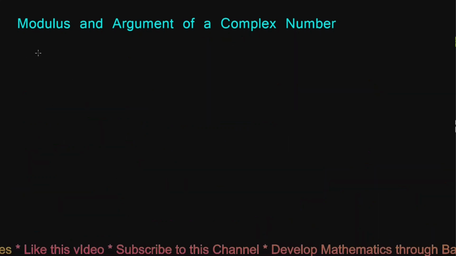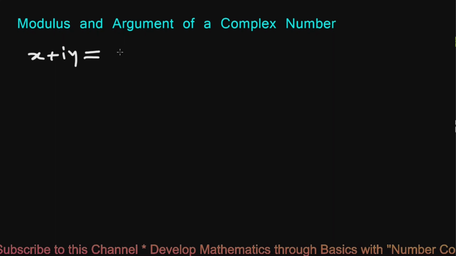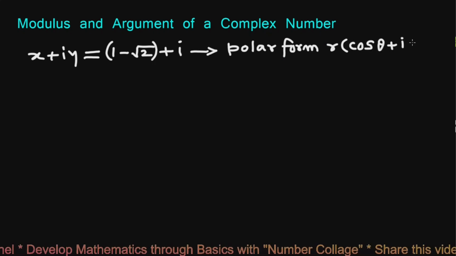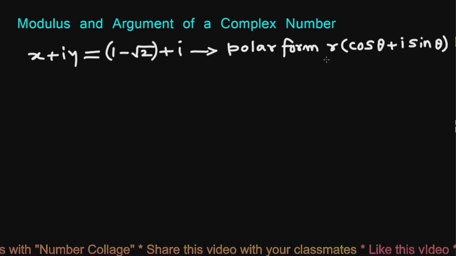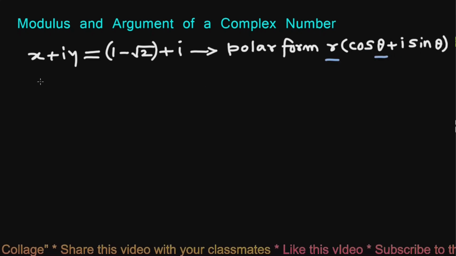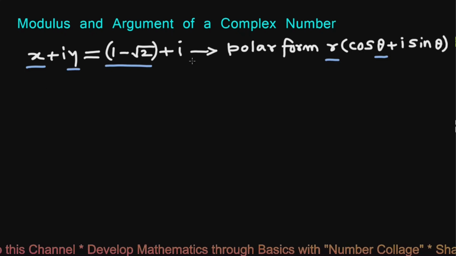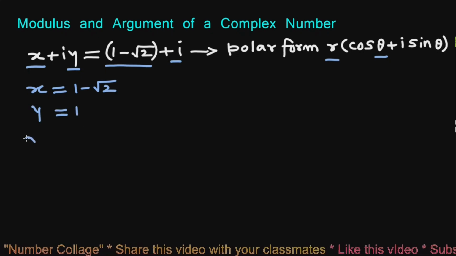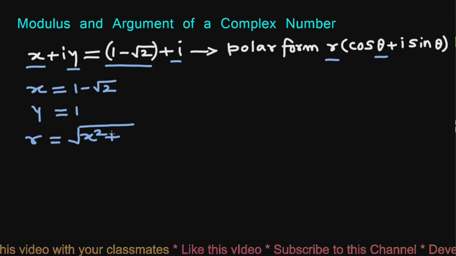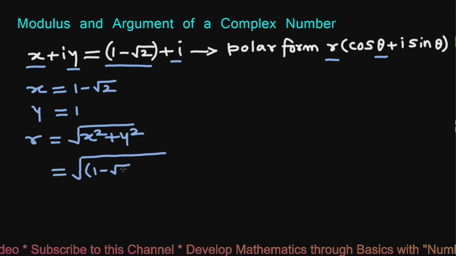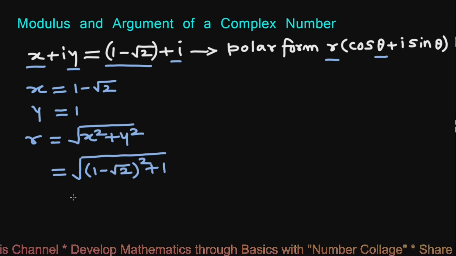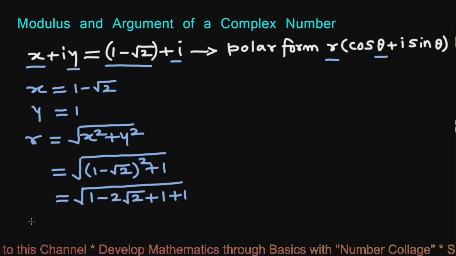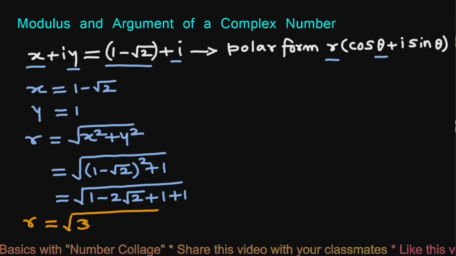We will express the complex number x plus iy, given to be 1 minus root 2 plus i, in the polar form r into cos theta plus i sin theta. For that, we need to find the modulus r and amplitude theta. Comparing the real parts and imaginary parts, we write x equals 1 minus root 2 and y equals 1. The modulus r will be square root of x square plus y square, that is square root of 1 minus root 2 whole square plus 1 square. Expanding the bracket, 1 minus 2 root 2 plus 2, plus 1. So r will be square root of 3 minus 2 root 2.